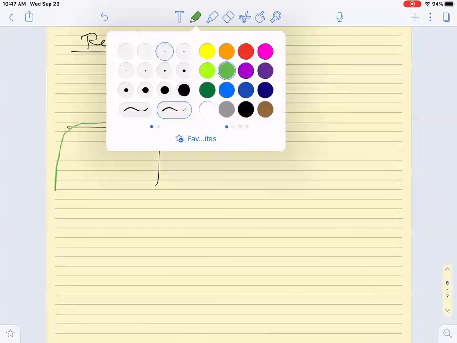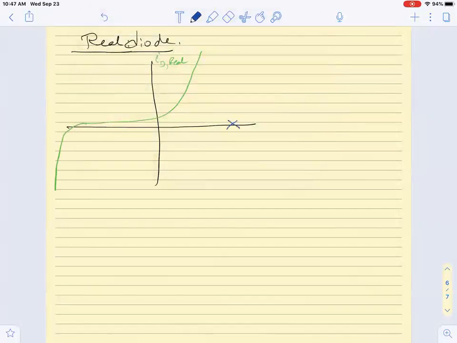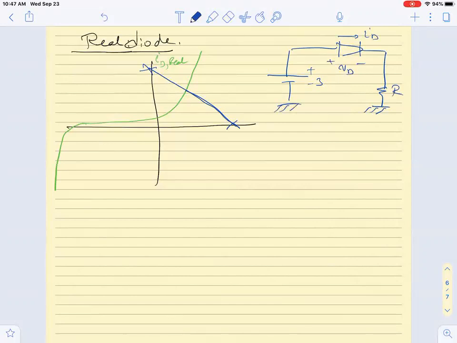And we drew the resistor equation. Would the resistor equation vary if I change my device? I mean, if I put plus minus 3 here, and I tell you that this is a real diode, this is plus minus VD, this is ID, and this is R. Would the equation of IR change? Of course, depending on the R. Let me draw the equation I am asking about.